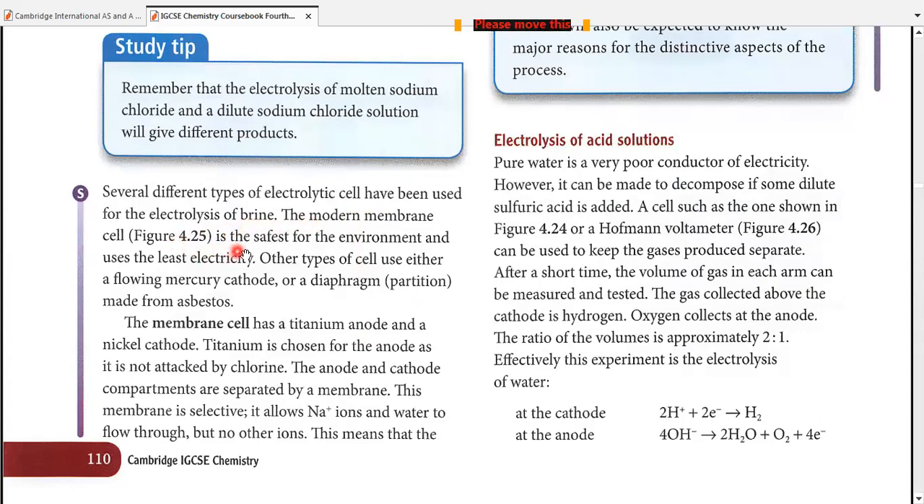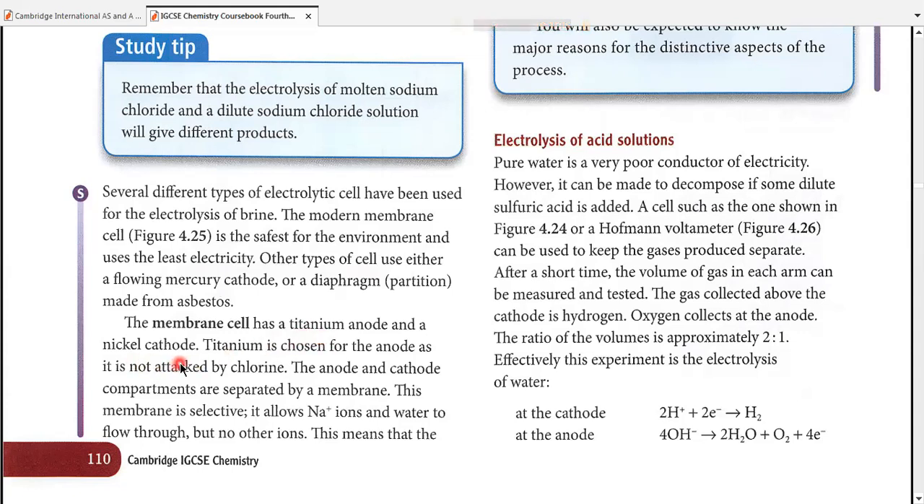The modern membrane cell is the safest for the environment and uses the least electricity. Other types of this cell use either a flowing mercury cathode or a diaphragm, a partition, or a membrane which is made out of asbestos. Okay, I'll clear what asbestos is a little later. The membrane cell has a titanium anode. This I specifically taught in detail. मैंने आपको अच्छी तरह से पढ़ाया है, याद करवाया है, and I remember giving this question in exams. Do you remember that? मैंने बड़ी डिटेल में ये पढ़ाया हुआ है, एनोड, कैथोड, इसकी डिस्कशन, ये सारा कुछ.